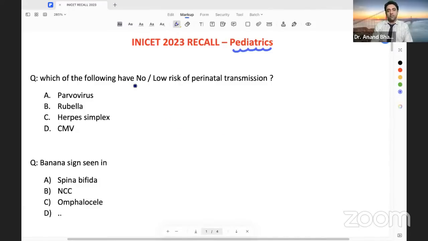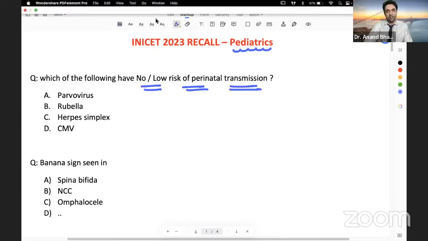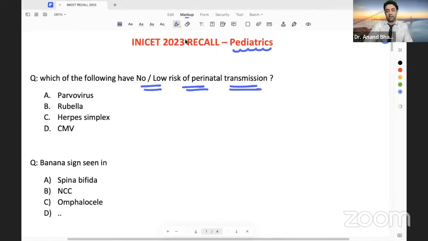Question number 1, which of the following have no or low risk of perinatal transmission? The options are parvovirus, rubella, herpes simplex, and CMV. As we all know in the TORCH profile, rubella is very bad in the first trimester. There are maximum chances of rubella infection in the first trimester. So the one which has a very low or no risk of perinatal transmission definitely will be rubella, because rubella is very severe in the first trimester.